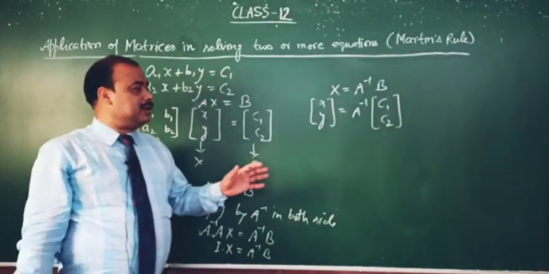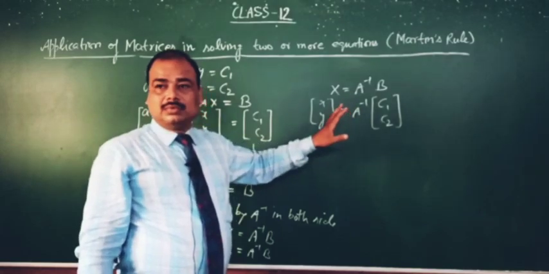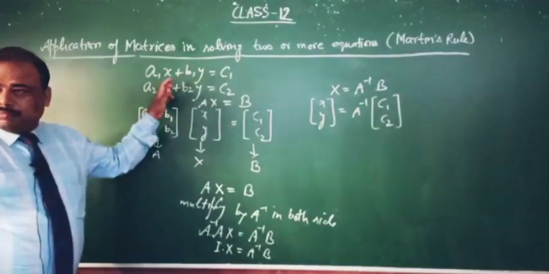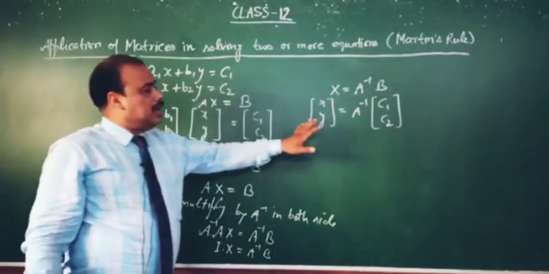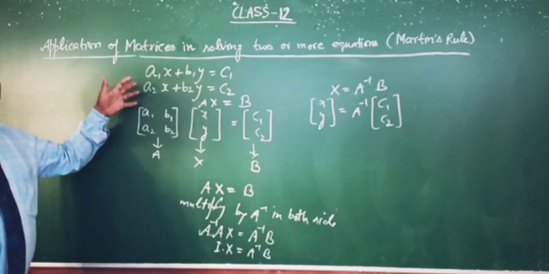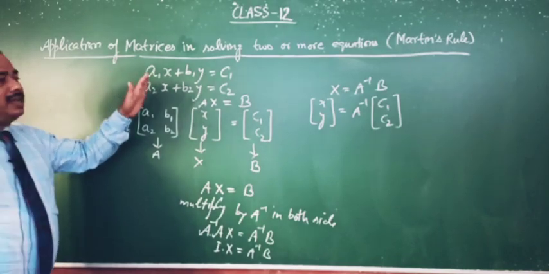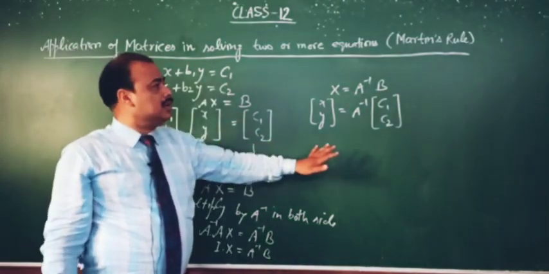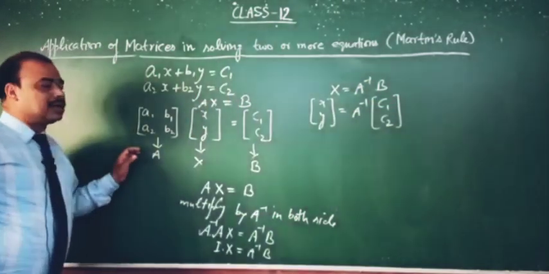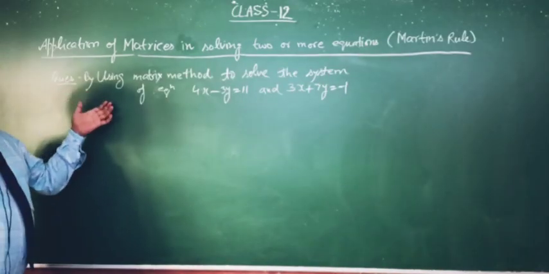Now, first of all, we have to find A inverse. So this is the application of matrices in which we solve two or more than two equations by using the matrix method. This is Cramer's rule. Let us consider some examples. Let us take this example.